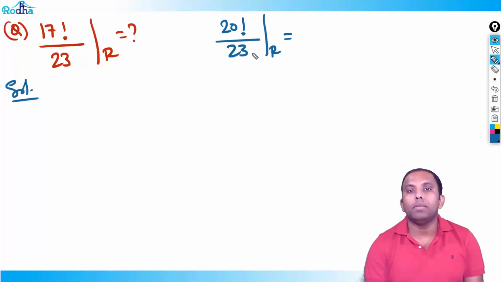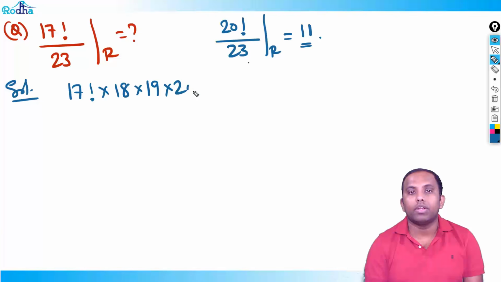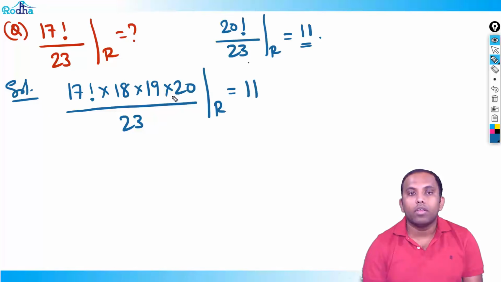What is the remainder? (P minus 1) by 2, 23 minus 1 by 2, that is 11. So I know that 20 factorial by 23 remainder is 11. This is the nearest I know. I can connect with 17 factorial now. So this 20 factorial can be written as 17 factorial into 18 into 19 into 20, divided by 23. The remainder is 11.